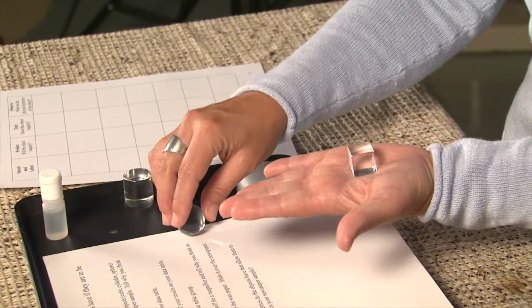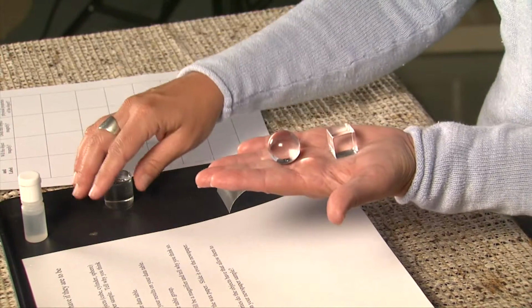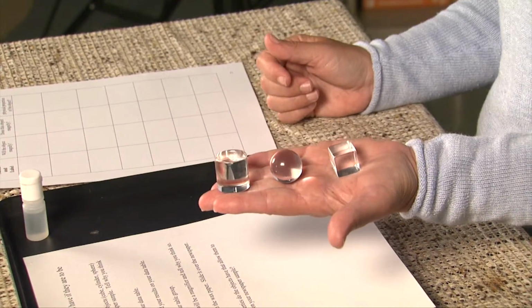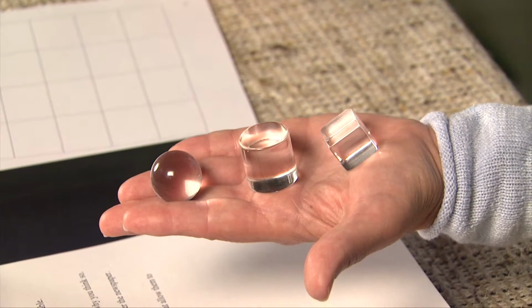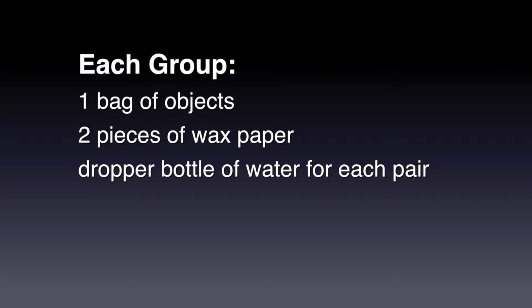The first thing the students are going to do is predict whether or not each of the 3 objects, the cube, the cylinder, and the sphere, will magnify a word on any text sample. They will need to write why they think so on their data table, and draw and label each object on their data table also. When they've made their predictions, have one person from each table group get 1 bag of objects, 2 pieces of wax paper, and a dropper bottle of water for each pair. Tell them they can use any text at their table to determine magnification.